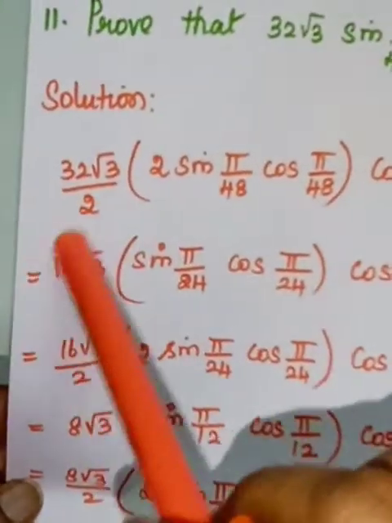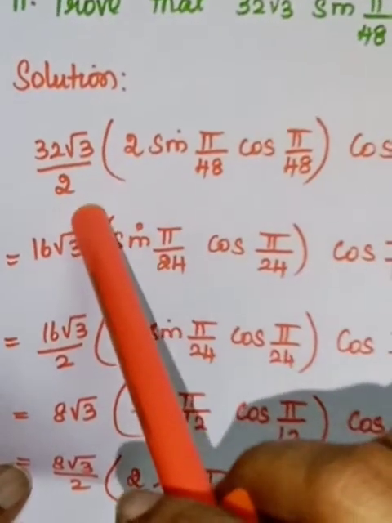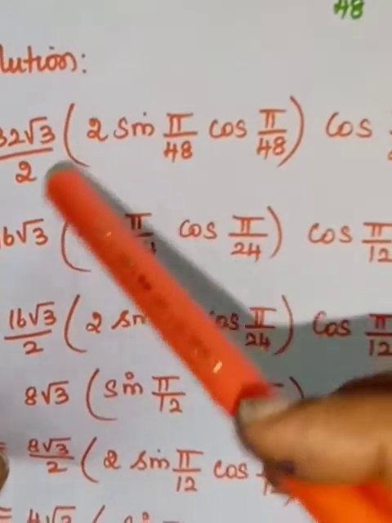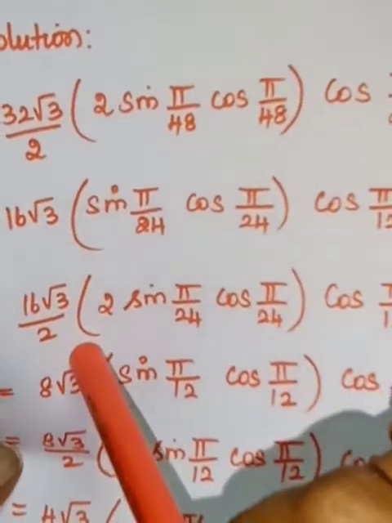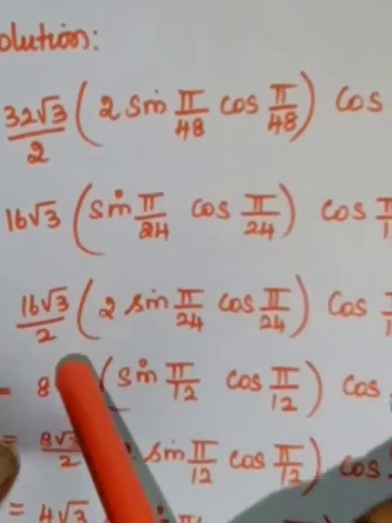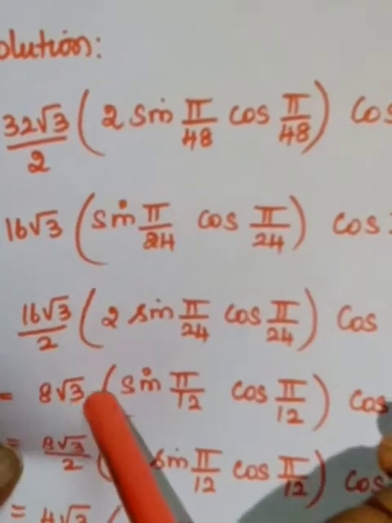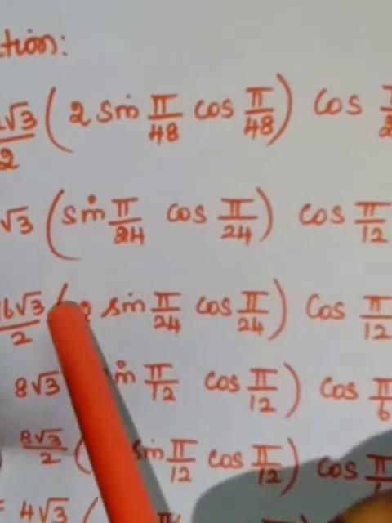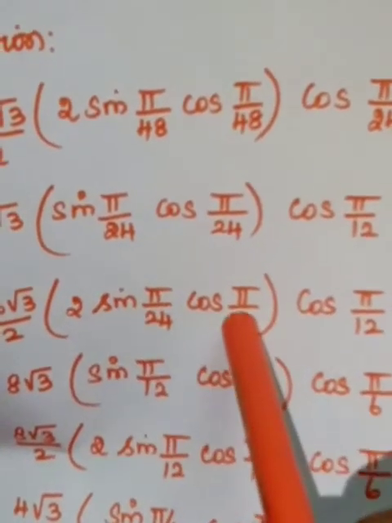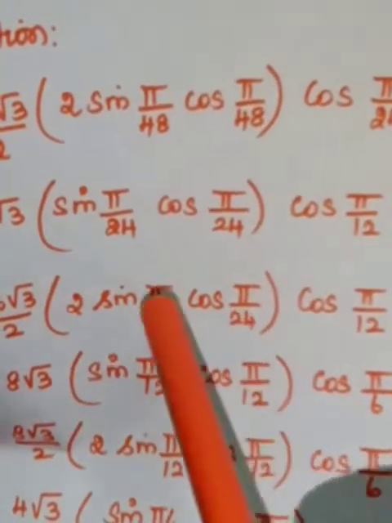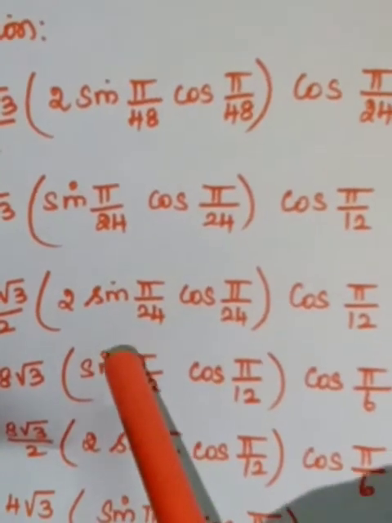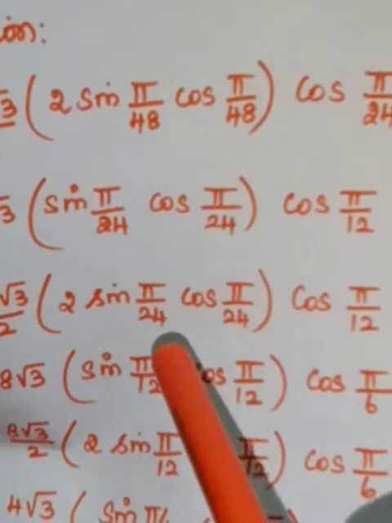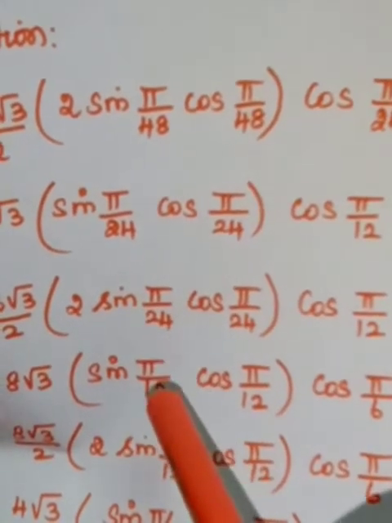Okay, see now here 32 root 3 divided by 2 is 16 root 3. Then you multiply and divide by 2. Okay, 16 root 3 divided by 2 is 8 root 3. So again the same formula has to be used. It is in the form of 2 sin A cos A. So what is the answer? Sine 2A. So 2 into pi by 24. If you cancel 24, it is pi by 12.